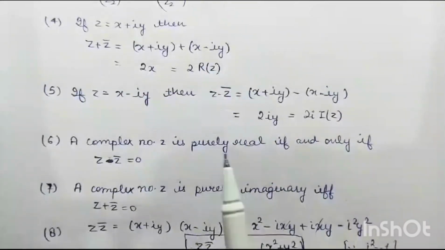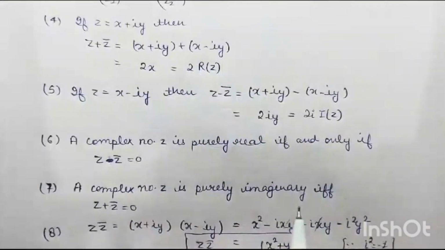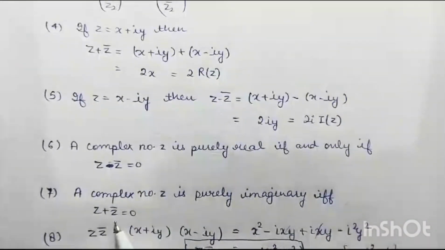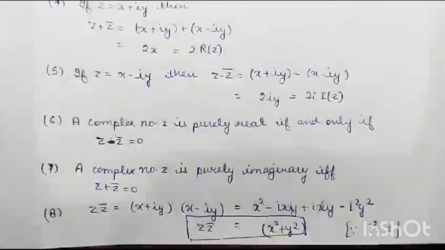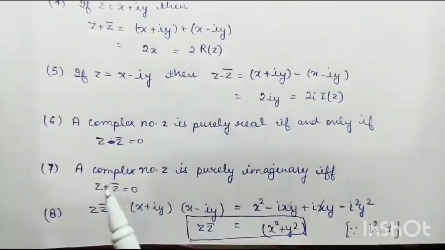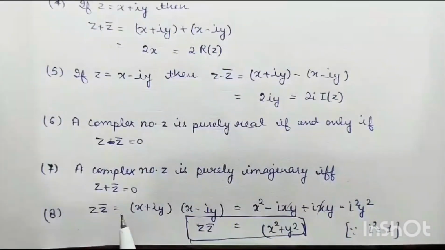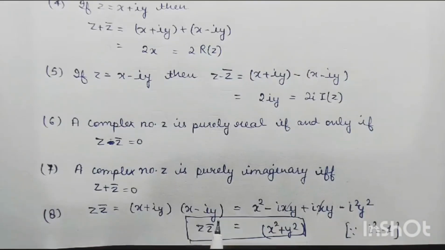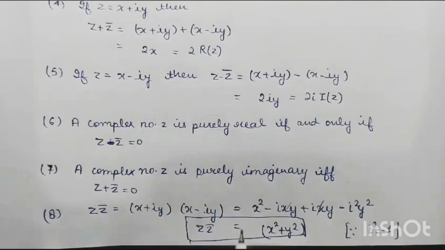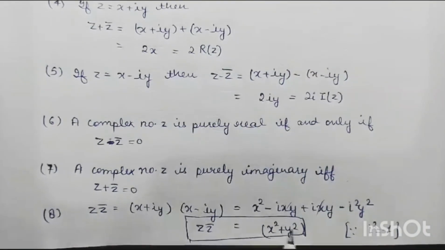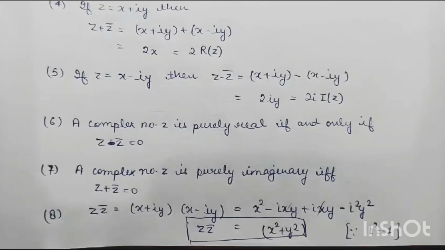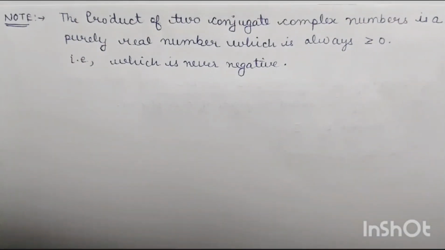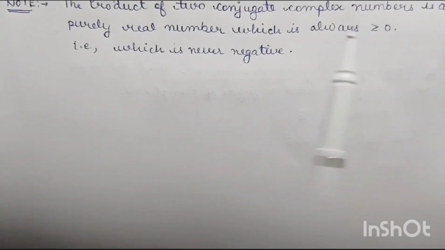Property seventh: a complex number z is purely imaginary if and only if z plus z conjugate is equal to 0. And our last property is that the product of z and its conjugate, x plus iota y times x minus iota y, when solved, gives x square plus y square. Here is a note: the product of two conjugate complex numbers is a purely real number which is never negative. It cannot be negative.